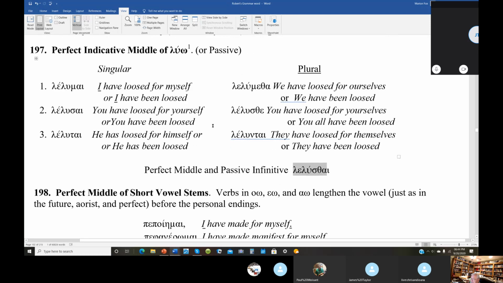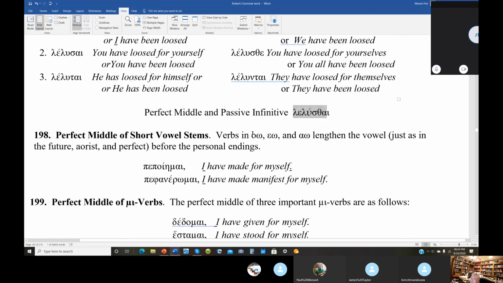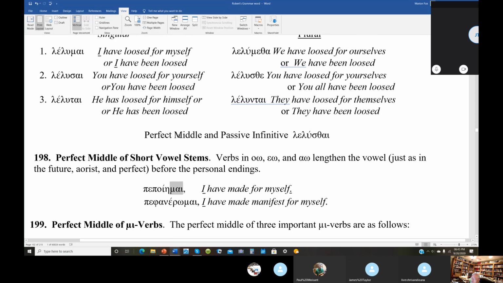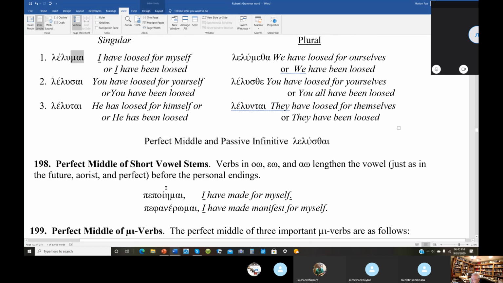All right. Now we have oo, eo, and ao verbs. Those are contract verbs usually. They lengthen the vowel, just as in the future, aorist and perfect. So the vowel gets lengthened. So that vowel there gets lengthened. So your ending is my. Now back up here. That's your my ending. And what they do is they still have the my ending, but the vowel is lengthened.